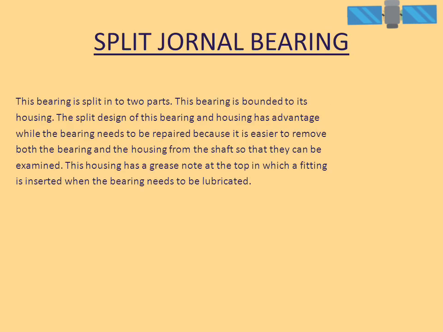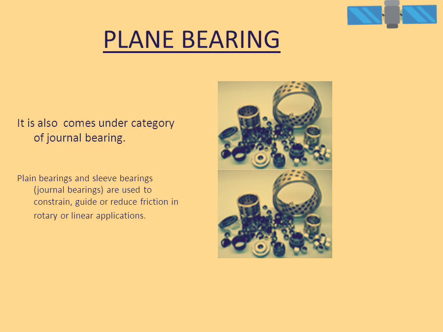Split journal bearing. This bearing is split into two parts. This bearing is bonded to its housing. The split design of this bearing and housing has an advantage when the bearing needs to be repaired, because it is easier to remove both the bearing and the housing from the shaft so that they can be examined. This housing has a grease hole at the top in which a fitting is inserted when the bearing needs to be lubricated. Plain bearing. It also comes under the category of journal bearing.